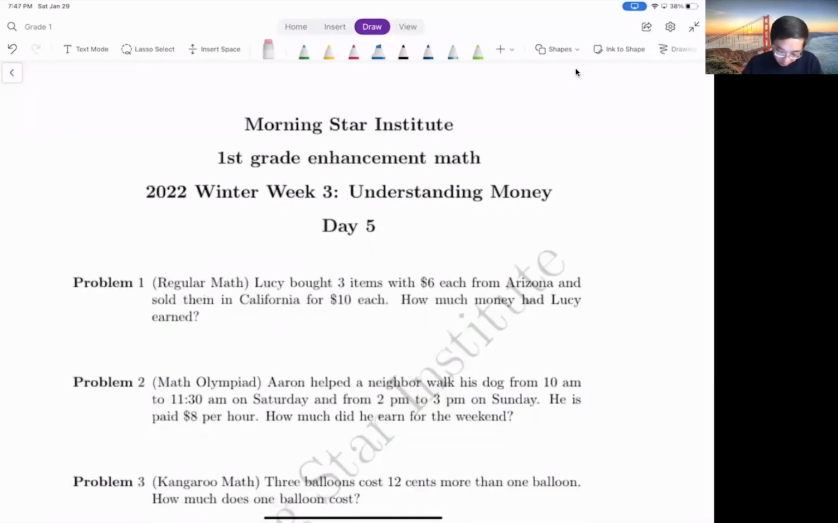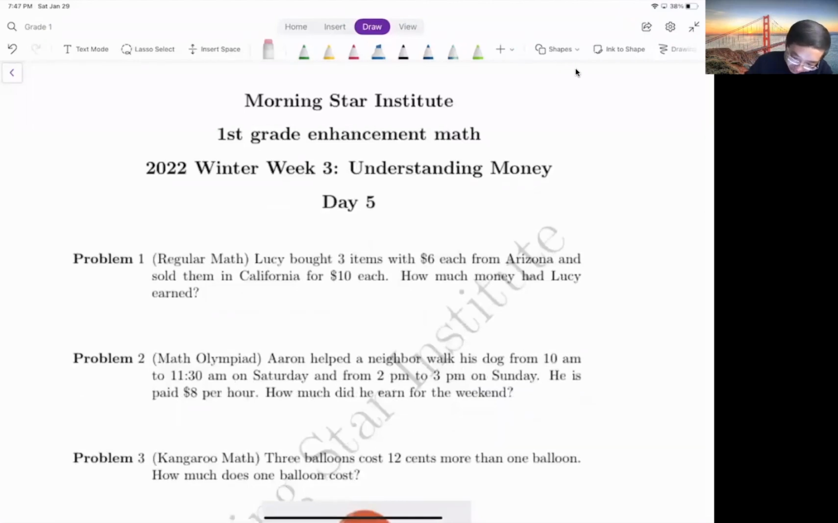Day 5, question number 1. The problem says Lucy bought 3 items with $6 each from Arizona. And then when she went to California, she sold each for $10. Now, of course, we know that she earned money. She bought for $6 and she sold for $10. So then the question is, how much in total had Lucy earned?